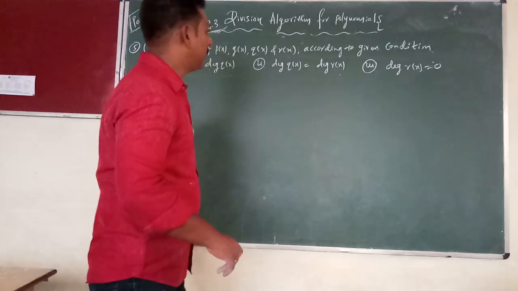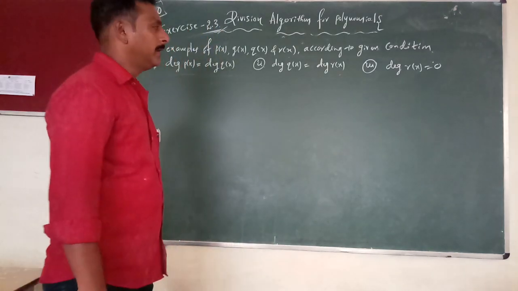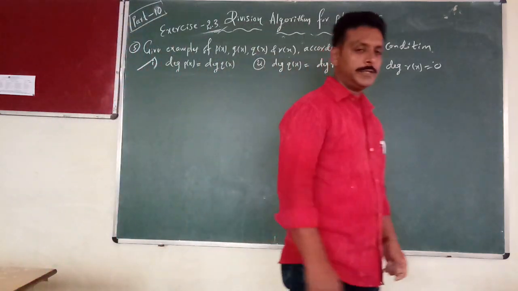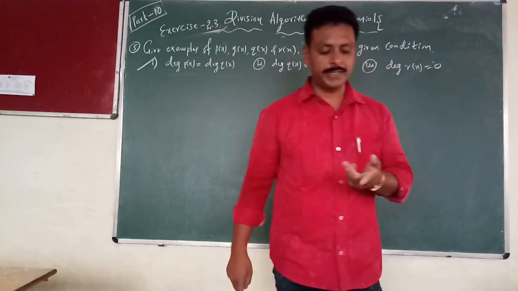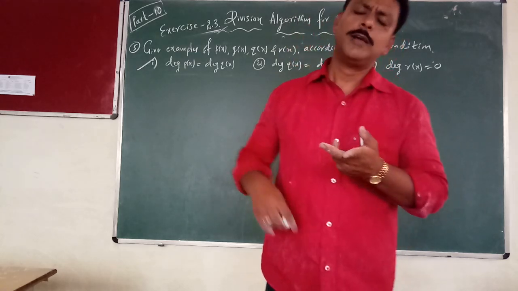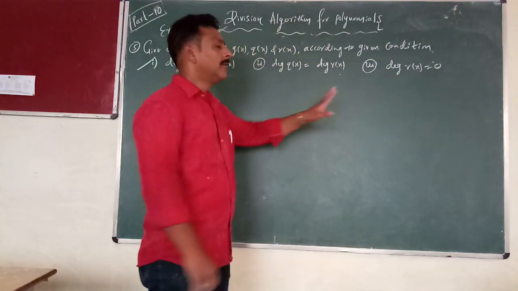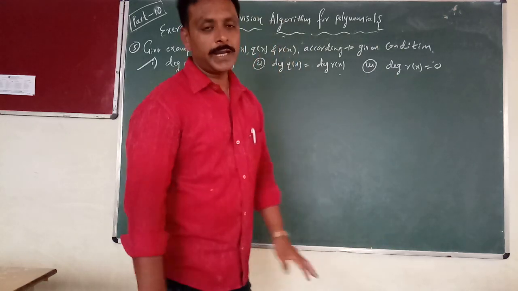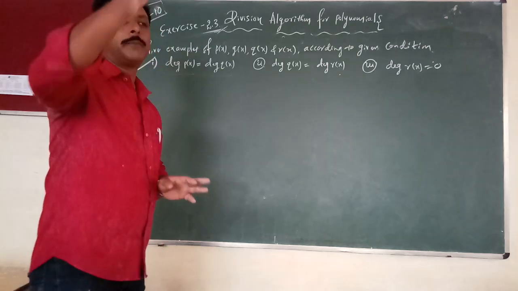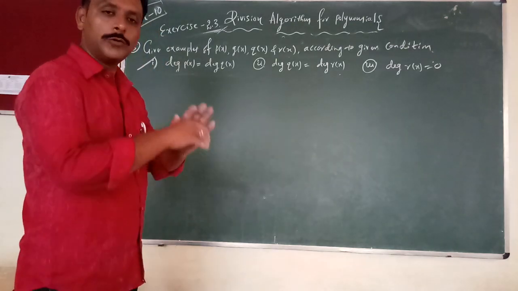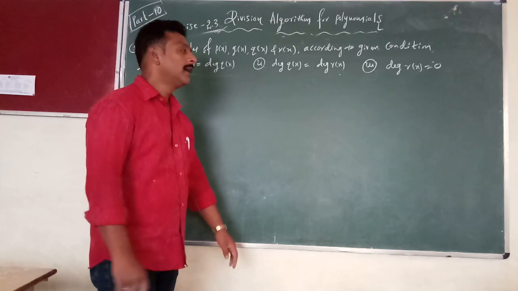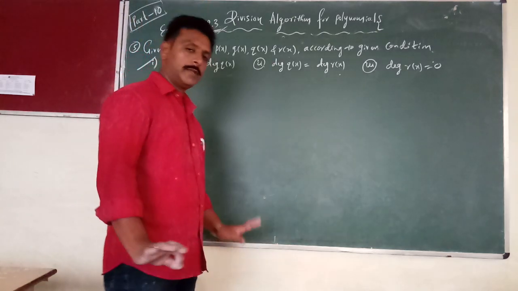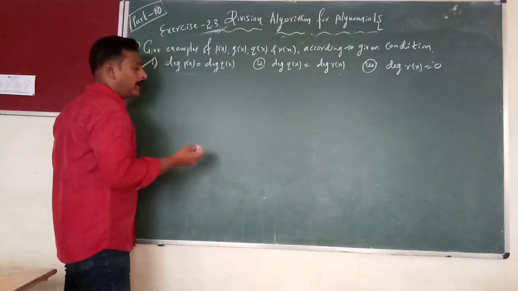Hello friends, now we are moving towards the third example. The third example is actually very easy, you can solve it on your own because you have to select p of x according to your wish, g of x according to your wish, and whatever q of x may be. But the condition is that the remainder should have degree 0. Degree 0 means the power of the variable should be 0, meaning no variable should be there. We have to find such a polynomial.